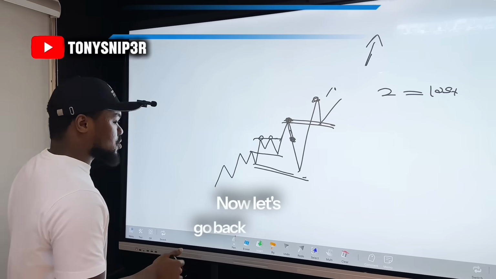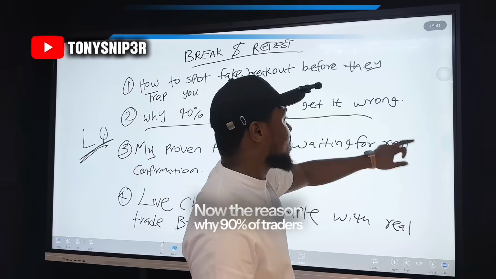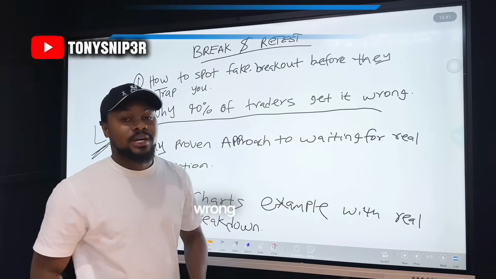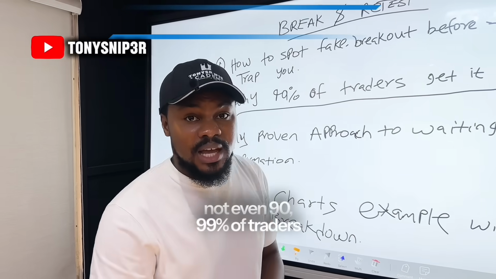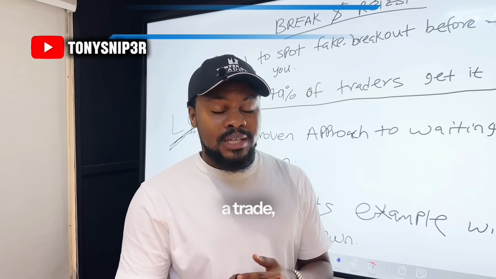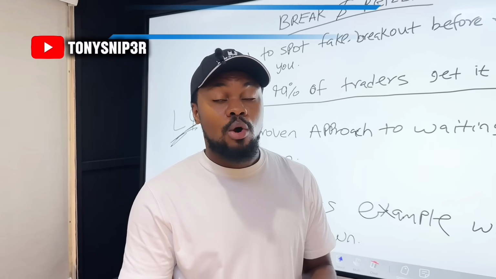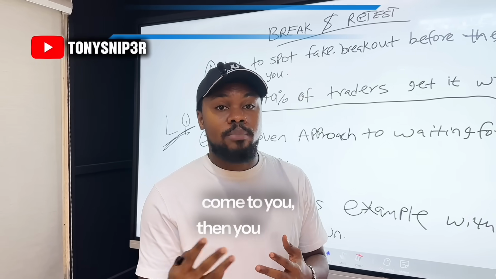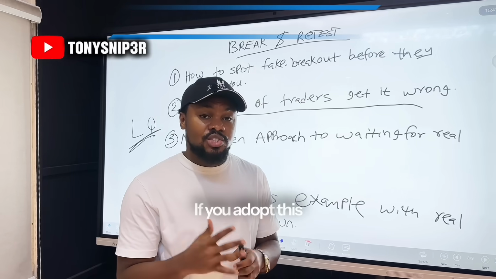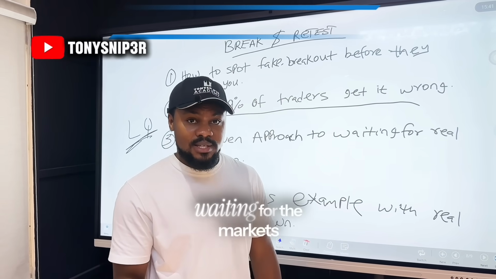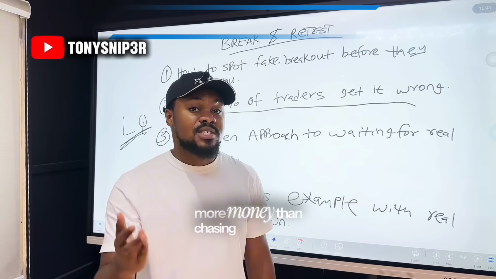Now, let's go back to what we talked about. The reason why 90% of traders get the break and retest strategy wrong is because 99%, not even 90, 99% of traders are always in a rush to take a trade. Their body is always boiling to buy or to sell. Never be in a rush to buy or to sell. Always wait for the market to come to you. Then you buy, then you sell. That way you will make more money from the market, I promise you. If you adopt this strategy of always waiting for the market to show you exactly where it is heading to, you will make more money than chasing the market.